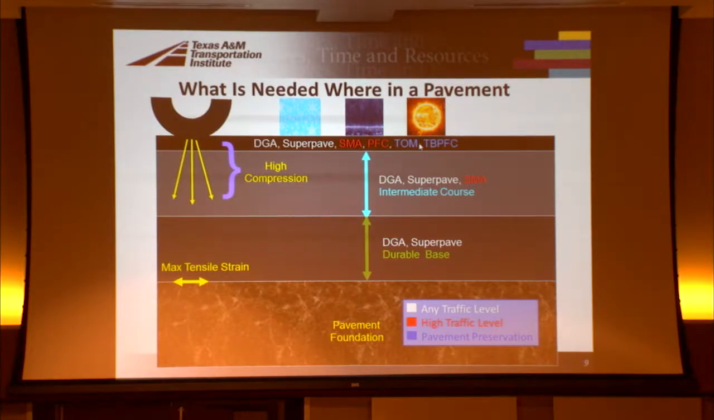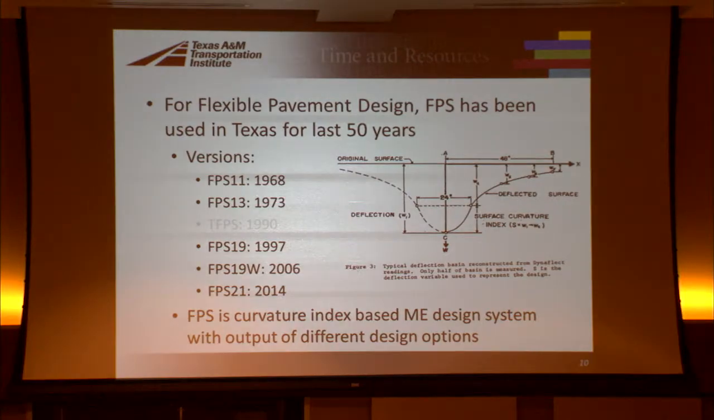Then further down, we may use different types of mixes. And I'm going to concentrate a little more on the surface mixes in a little bit. FPS, the Texas Flexible Pavement Design System, has been used in Texas for the last 50 years. It was developed by Frank Scrivener, who is a research engineer at TTI.